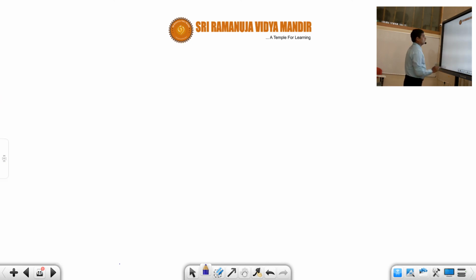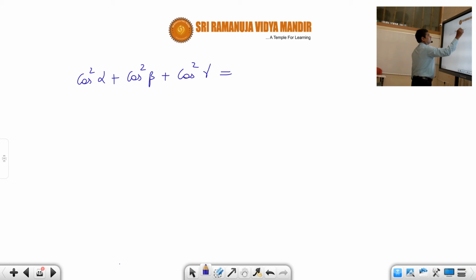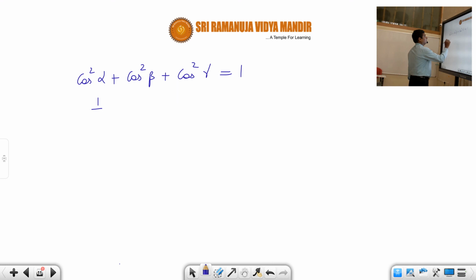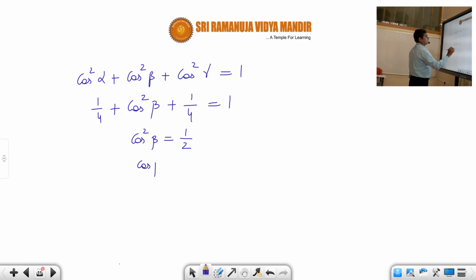What is one of the properties of directional cosines, students? Cos square alpha plus cos square beta plus cos square gamma is equal to 1. So here cos alpha they gave as 1 by 2, so you can easily calculate: 1 by 2 whole square, that is 1 by 4, plus cos square beta, plus 1 by 4 is equal to 1. So cos square beta is equal to half, or cos beta is equal to 1 by root 2, which means beta is also 45, of course we don't need that, but here we got the cos beta value as 1 by root 2.